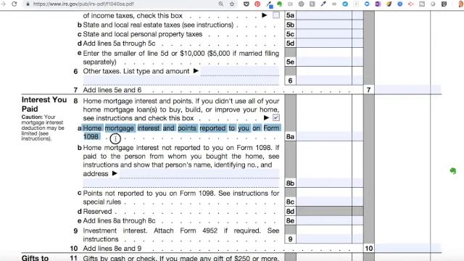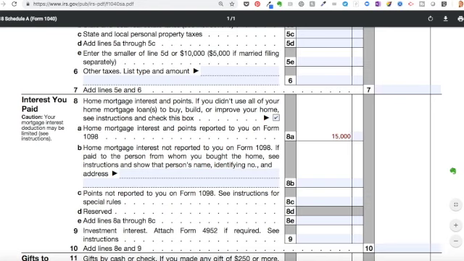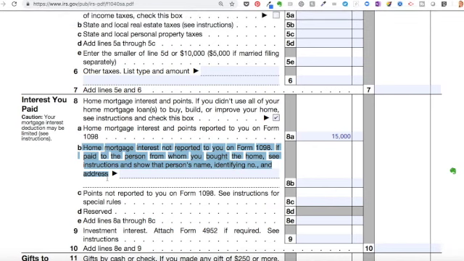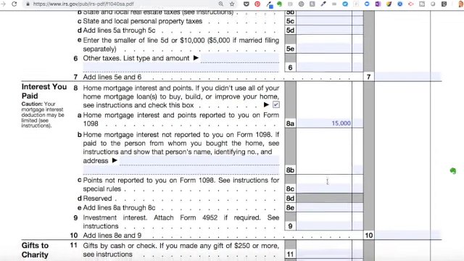So most people will qualify under line A. They'll receive Form 1098 from their lender reporting the total amounts that they paid, and they'll enter them here. Let's say, if you have a self-funded mortgage and the person just doesn't file the 1098, you could still fill out their information here and enter the amount you paid here.